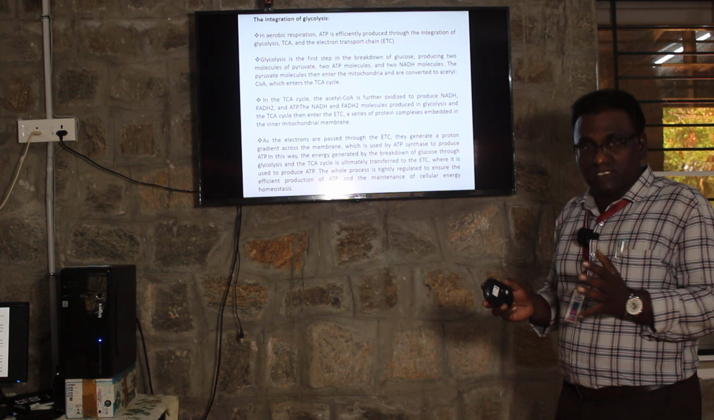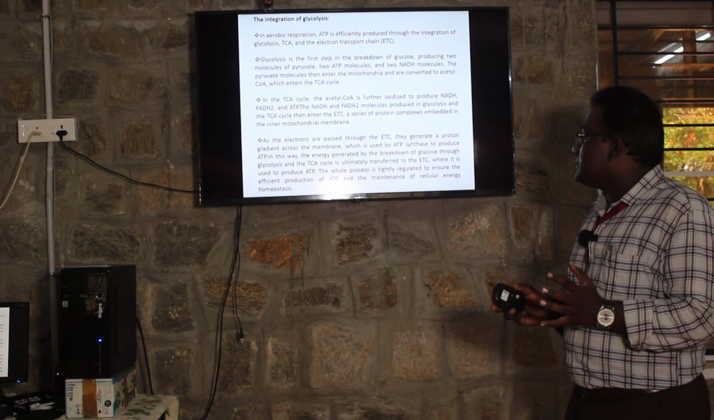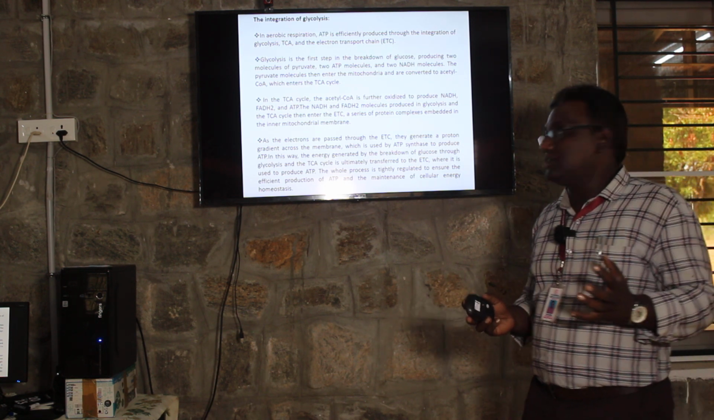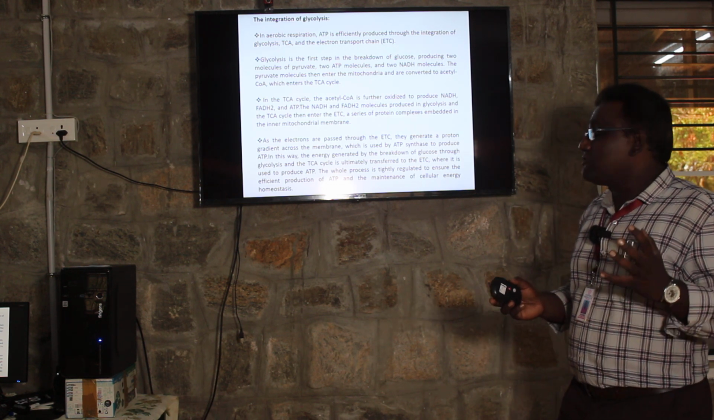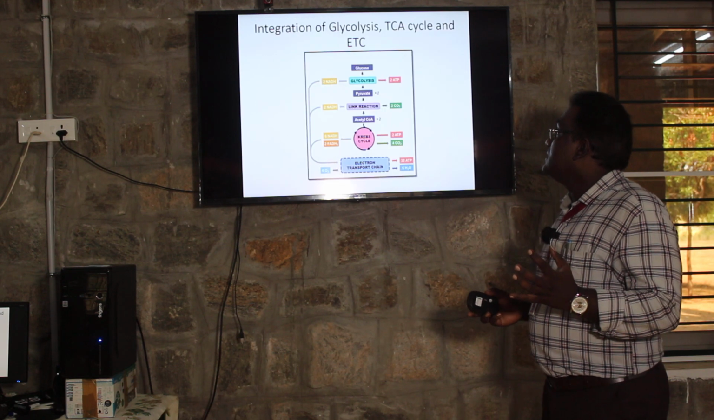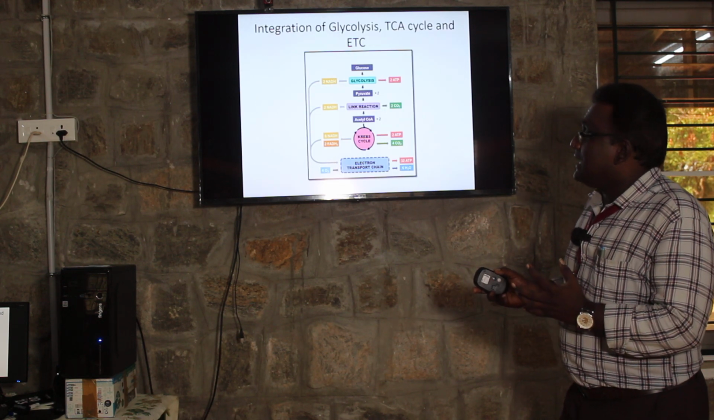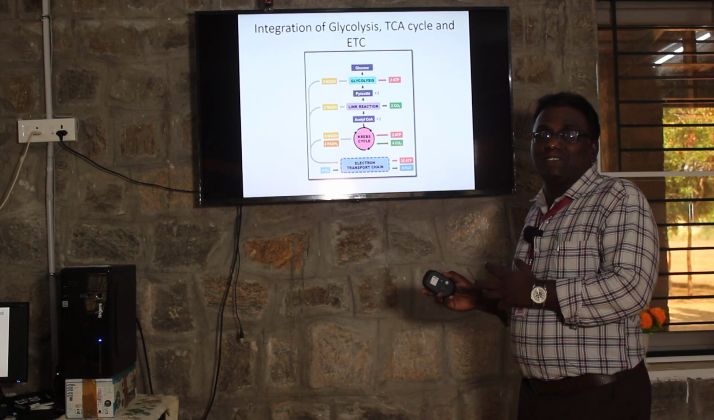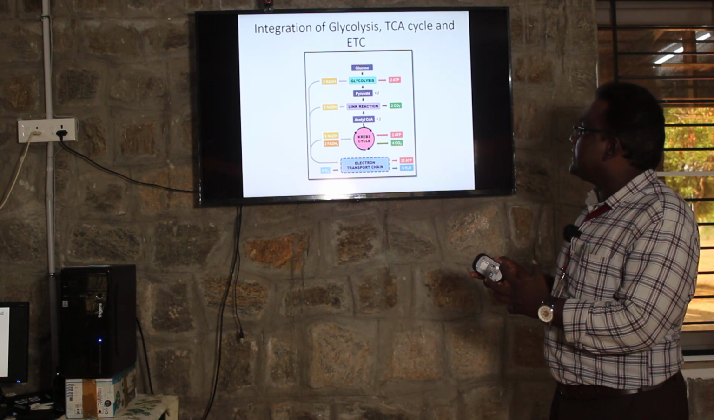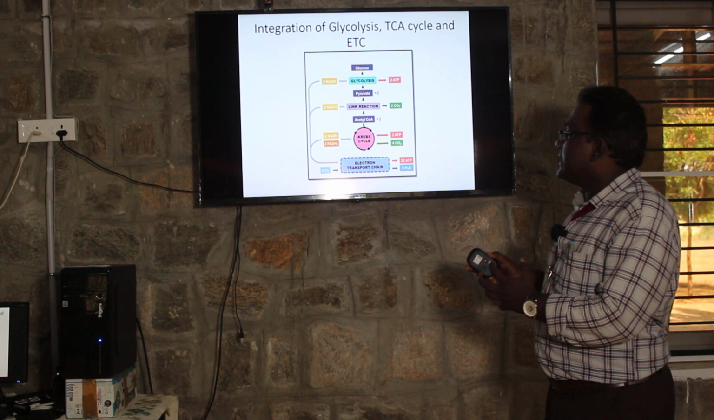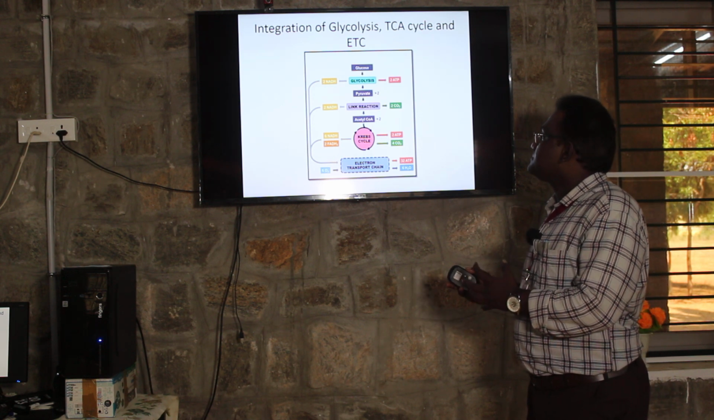The whole process is tightly regulated to ensure the efficient production of ATP and the maintenance of cellular energy homeostasis. This is the illustrative image of the integration of various pathways like glycolysis, the TCA cycle, and the electron transport chain.